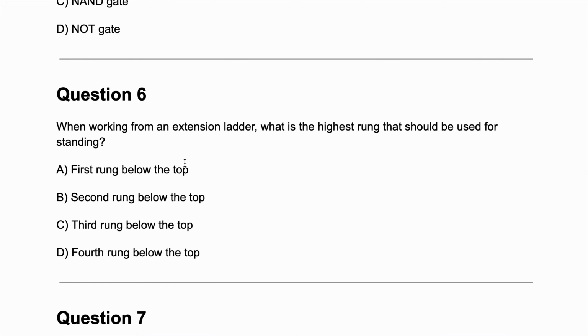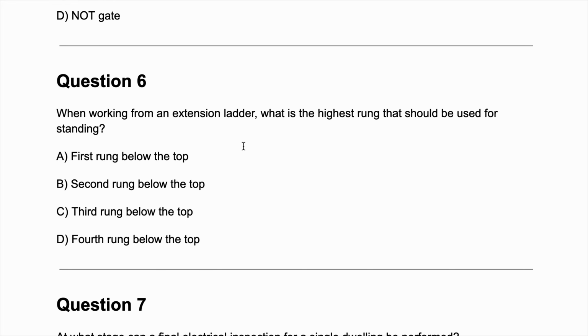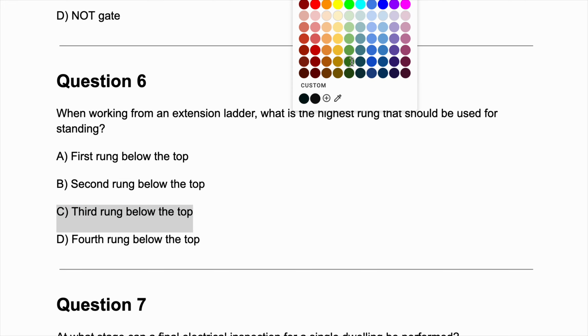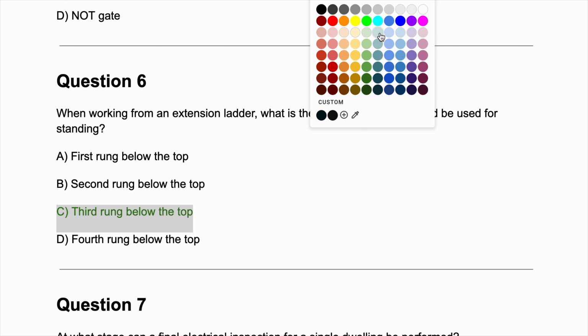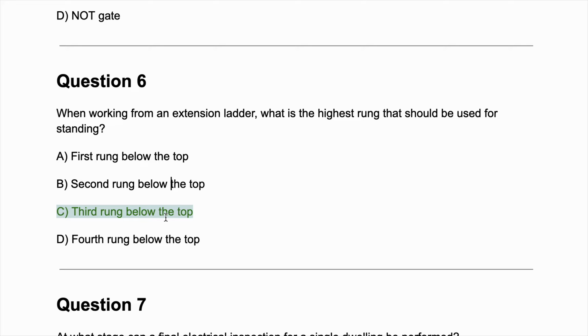And section 6. When working from an extension ladder, what is the highest rung that should be used for standing? So it's about the extension ladder, and we can just stand on the lower rungs, not the upper or the second rung. The correct answer is the third rung. Depending on the safety rules, the topmost rung that we can stand on is the third rung.